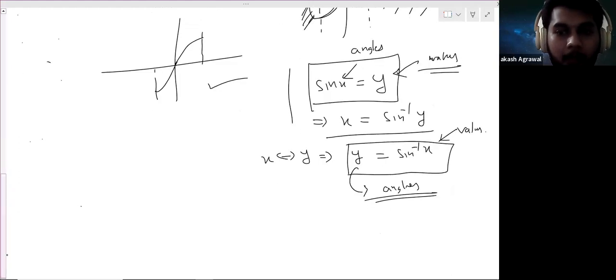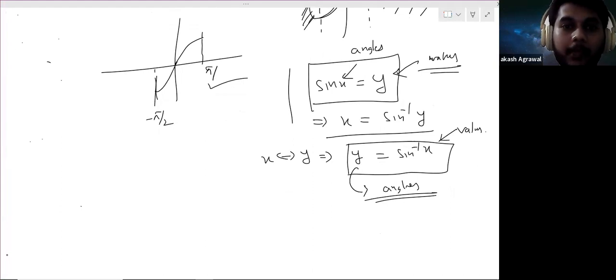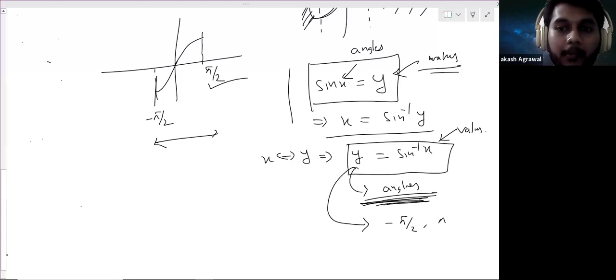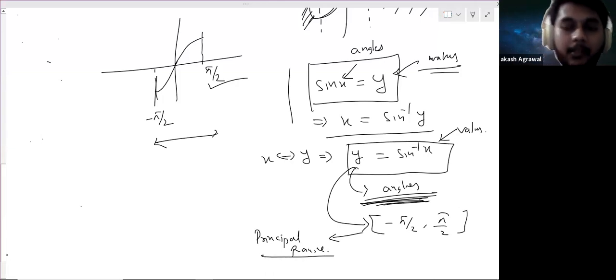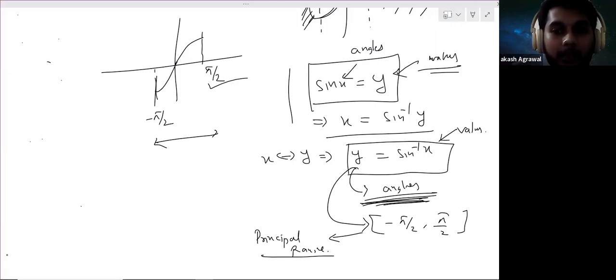Okay. And remember this also, we restricted the graph from minus pi by 2 to pi by 2. This is called principal range, because the output will be an angle. So the value of y will be from minus pi by 2 to pi by 2, both including. Yes, sir. Extremely important. Remember that the range of sine inverse x is from minus pi by 2 to pi by 2.